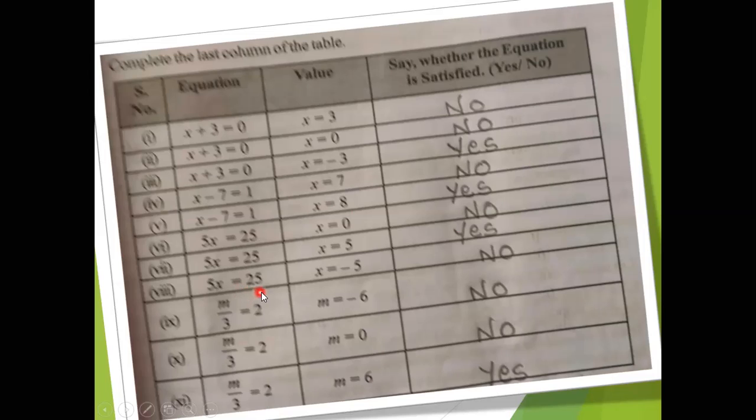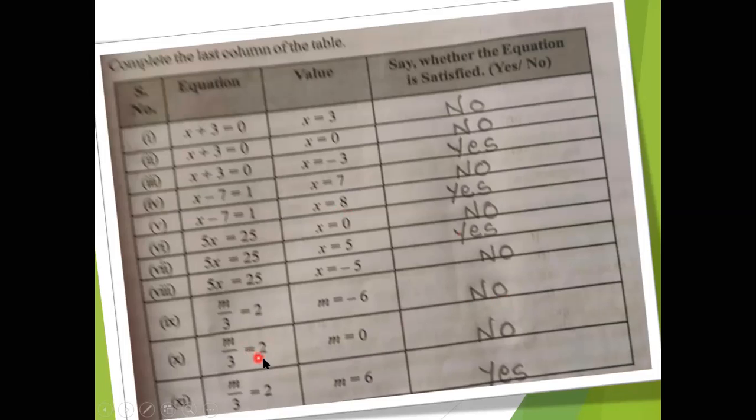5x equals 25, whereas the x value is minus 5. 5 into minus 5 equals 25? No, 5 into minus 5, you will get minus 25, whereas minus 25 is not equal to 25. So this is no. Next, m by 3 equals 2, whereas the m value is minus 6. So minus 6 by 3. 3 ones are 3, 3 twos are 6. So you should get minus 2. So minus 2 is not equal to 2. So this is also no.